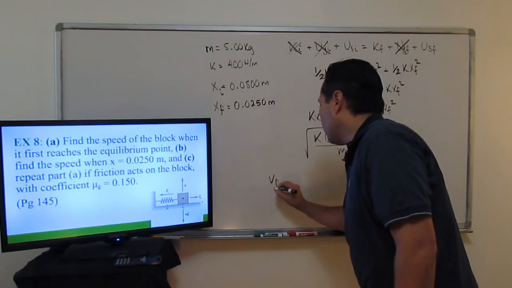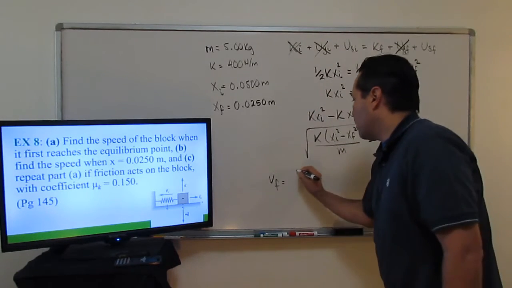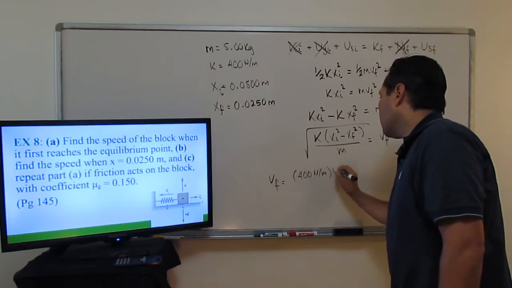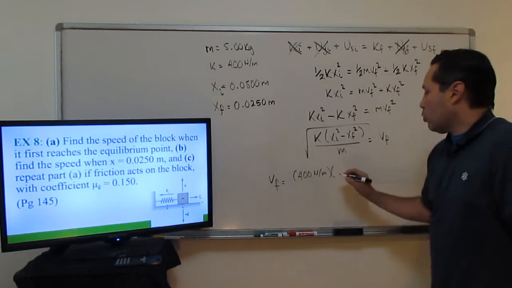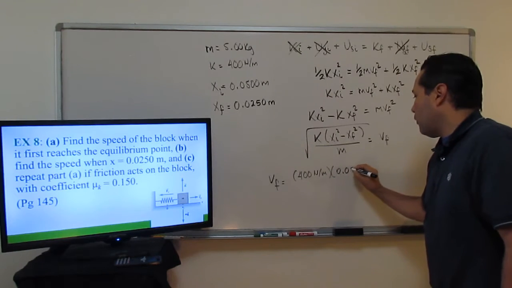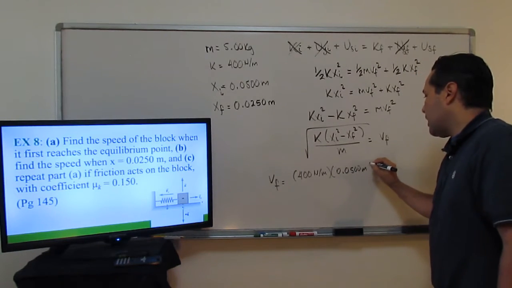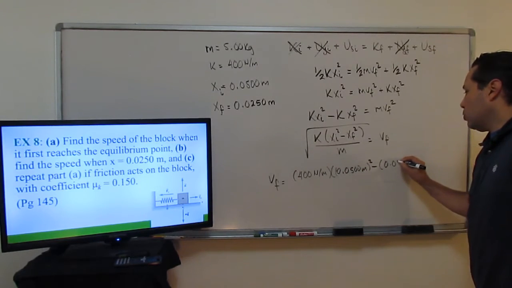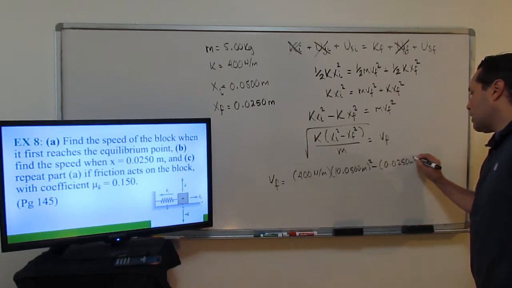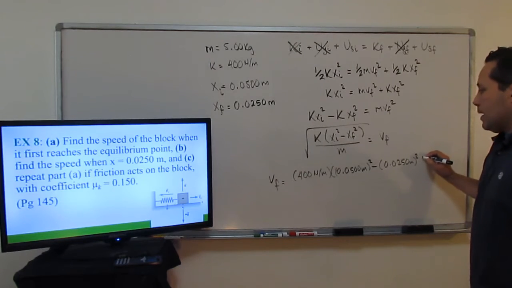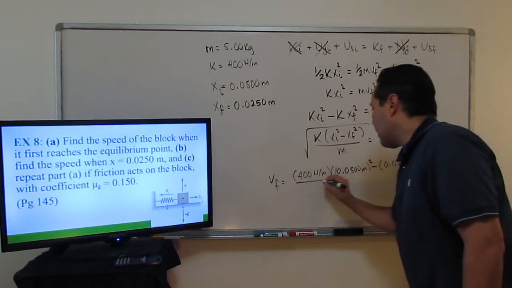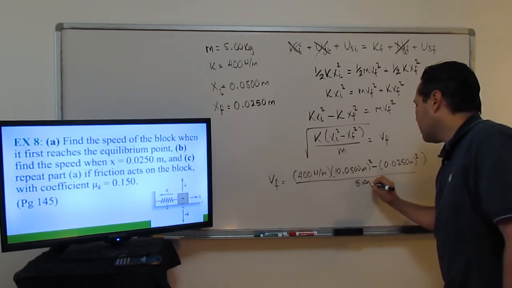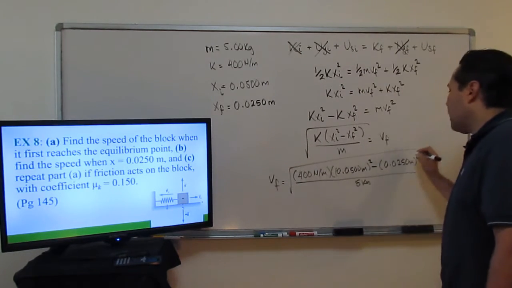So we're going to say velocity final is equal to the constant, which is 400 newtons per meter, multiplied times the initial compression of 0.0500 meters, and that is squared, minus 0.0250 meters, and that is also squared, and all of it divided by the mass of the block, which is still 5 kilograms, and we're going to square root it.